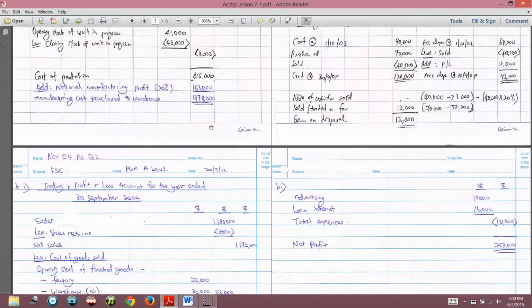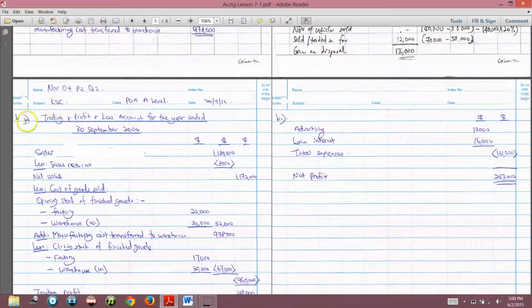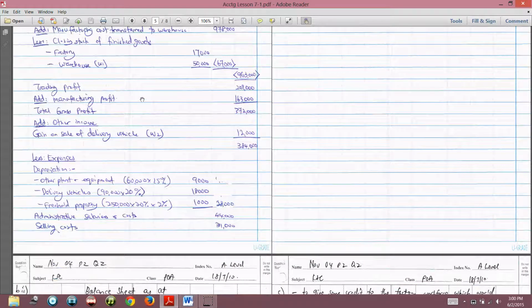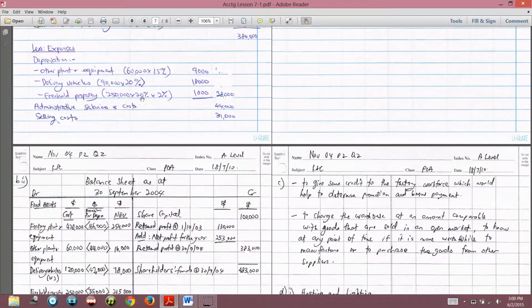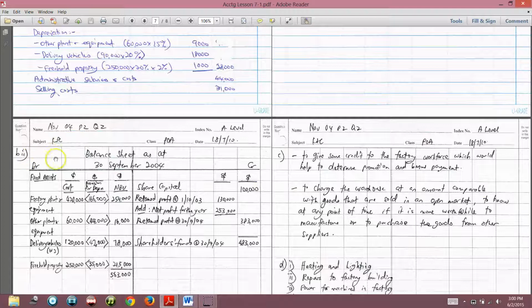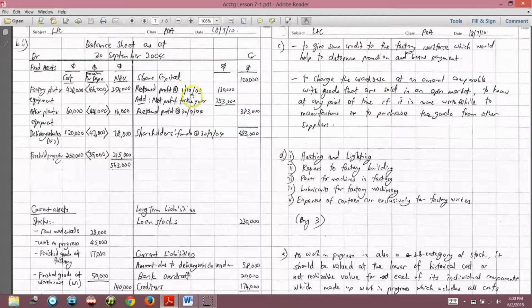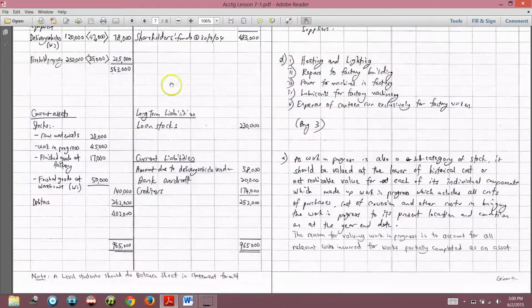Then I take another piece of paper. I put here B1, trading and profit and loss account for the year ended 30 September 2004. So I have the whole piece of paper blank. Then I will have B part 2, balance sheet as at 30 September 2004. In the previous video, I showed you very slowly and clearly how to lay down the balance sheet in the statement format from 2 pieces of blank paper.